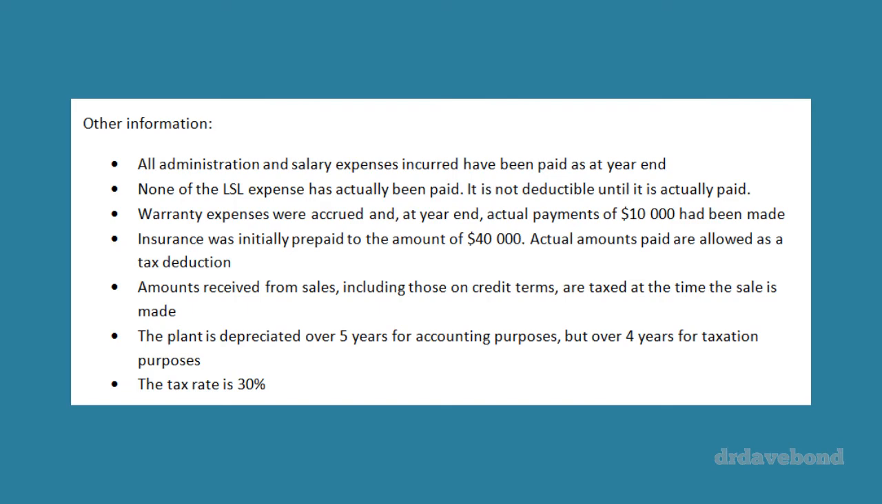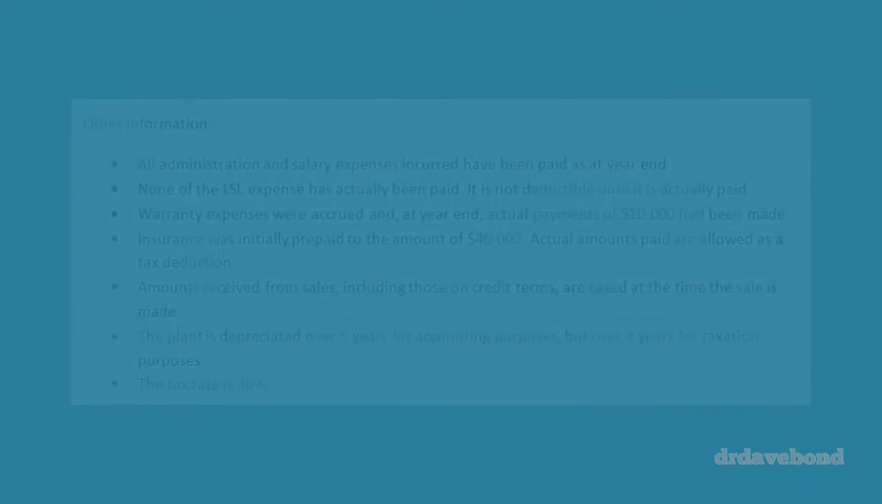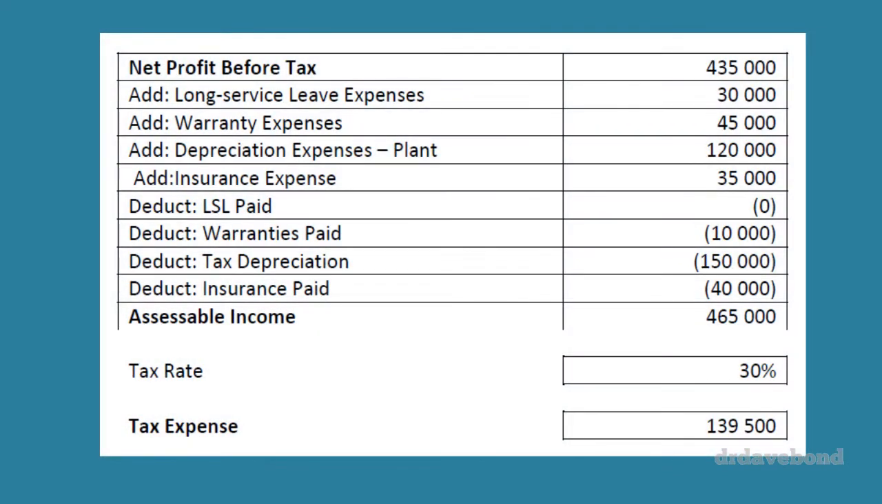Amounts received from sales, including those on credit terms, are taxed at the time the sale is made. The plant is depreciated over 5 years for accounting purposes, but 4 years for tax purposes, and you have a 30% tax rate. So we have all that information. You wouldn't get this sort of setup. You'd have to actually really start this from scratch.